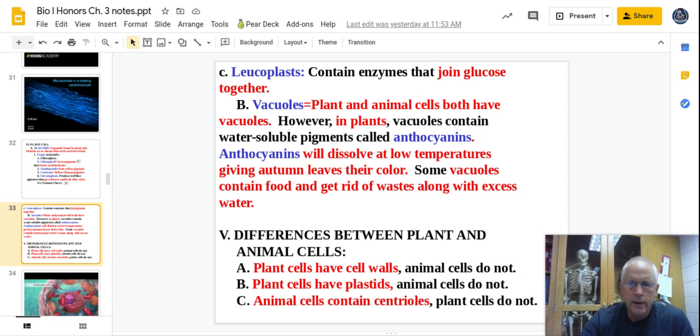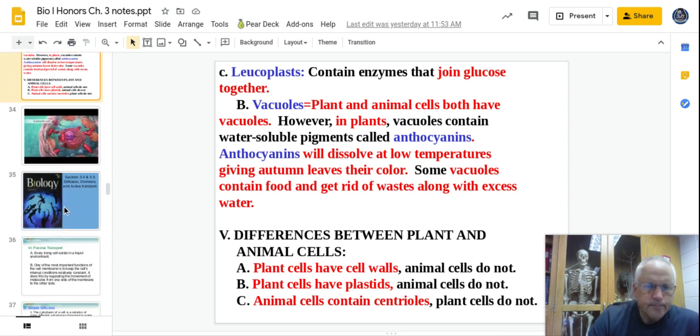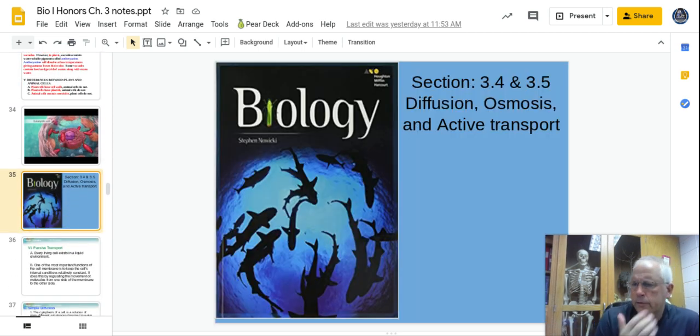So know those 3 differences that will be on the test when we take our test next week. All right, let's shift gears. So we're done with organelles. We're done with parts of the cell. Let's talk a little bit about how things move.